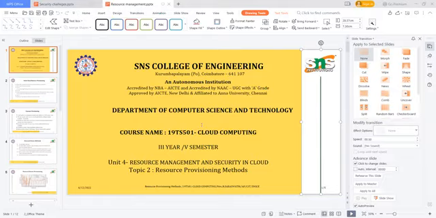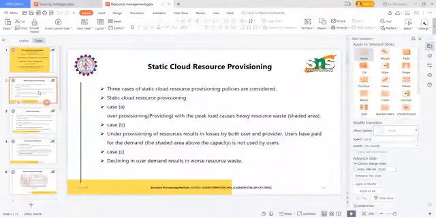I am going to teach about resource management and resource management techniques in cloud computing. There are many different types of resource management. First one is static cloud resource provisioning and then dynamic cloud resource provisioning. The static cloud resource provisioning contains three categories.